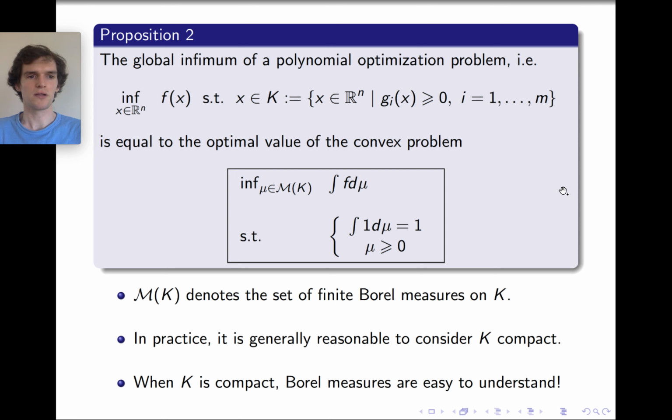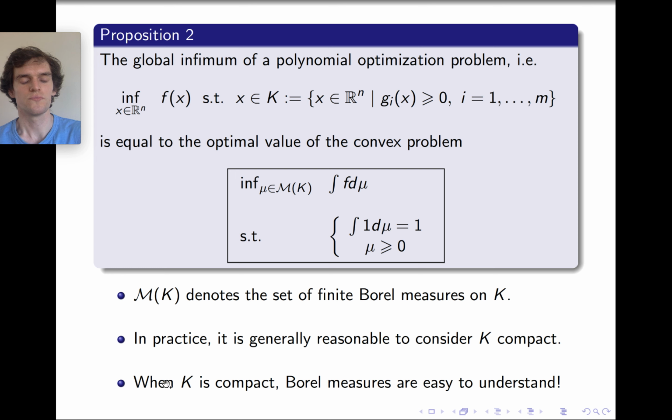So notice the parallel with proposition 1. There is something that we'll understand better later, but you can see the parallel: we have this constraint equal to 1 and this non-negativity constraint, just like in the univariate case. Here, M_K is the set of finite Borel measures on K. And as I mentioned before, it's reasonable to assume that K is compact.